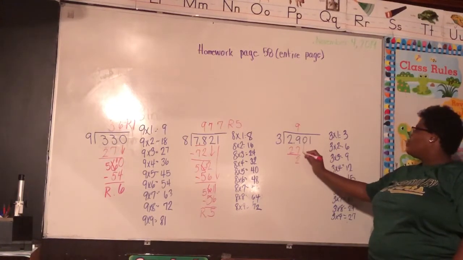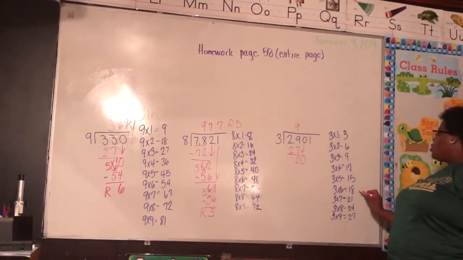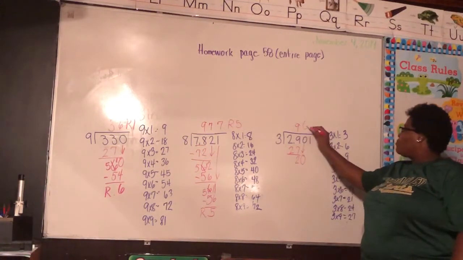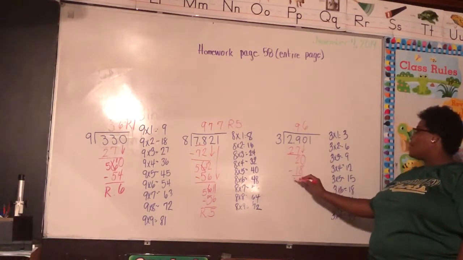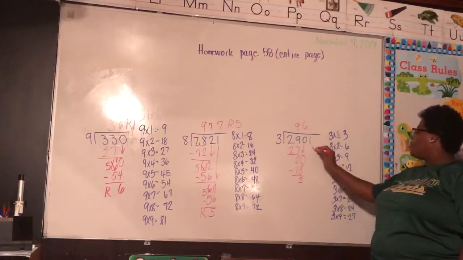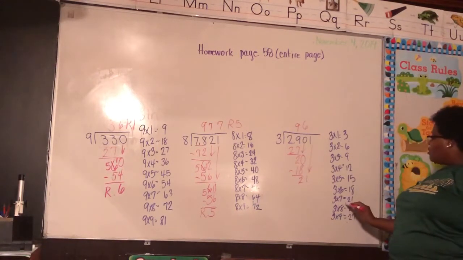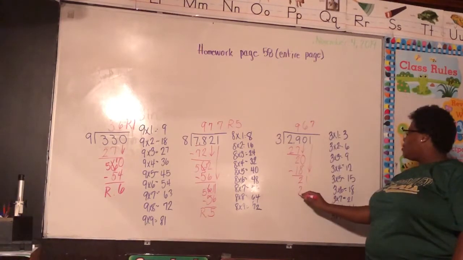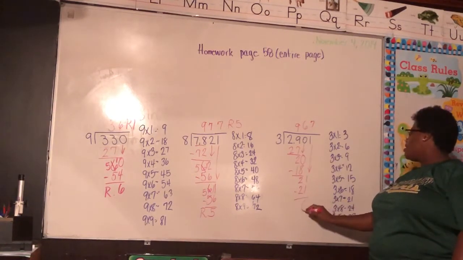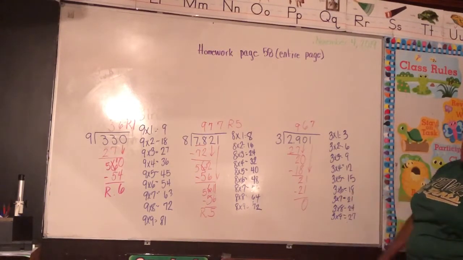That's 2. Bring down the 0. Can 3 go into 20? Yes, it can go 6 times, because 6 times 3 is 18. Subtract. We have a 2 again. We bring down our 1. Can 3 go into 21? Yes, it can go 7 times. So 7 times 3 is 21. Subtract. There's no remainder. Nothing left to bring down. These are your answers.